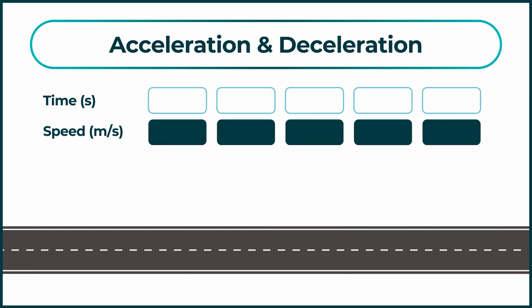Let's look at an example. When a car is just about to start moving in a straight line, at time t equals 0 seconds, the velocity will be 0 meters per second.